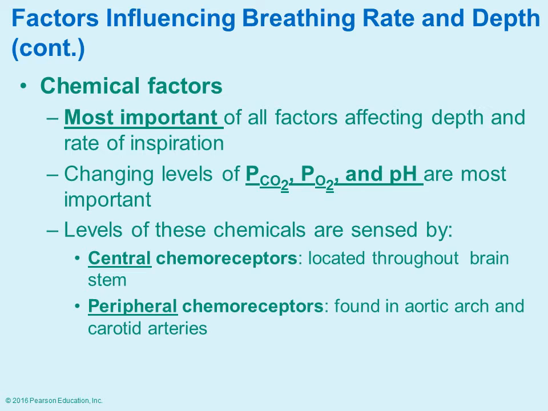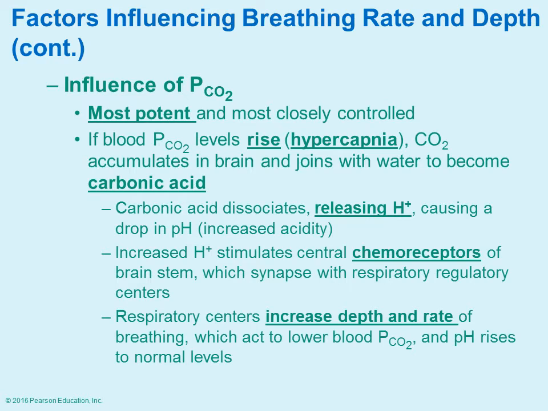There are various chemoreceptors located throughout the brainstem, as well as in the aortic arch and the carotid arteries, that are constantly monitoring this. One of the most important changes that's very closely regulated is the partial pressure of carbon dioxide. It can detect when carbonic acid dissociates and is converted to bicarbonate ion, releasing hydrogen ions and causing the drop in pH. And so there's going to be a response to that.